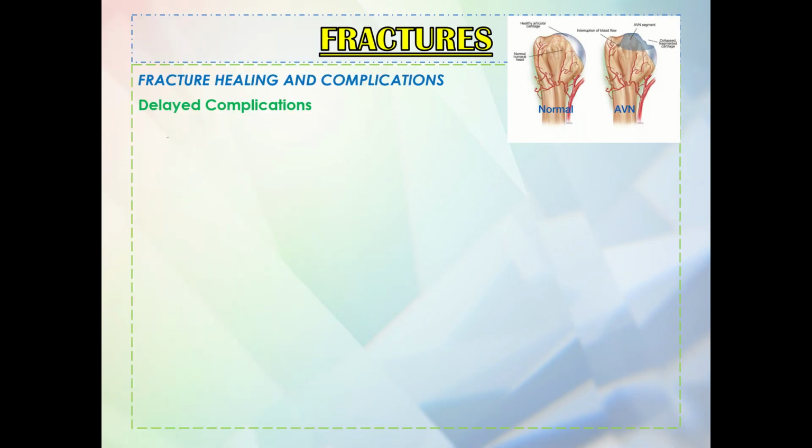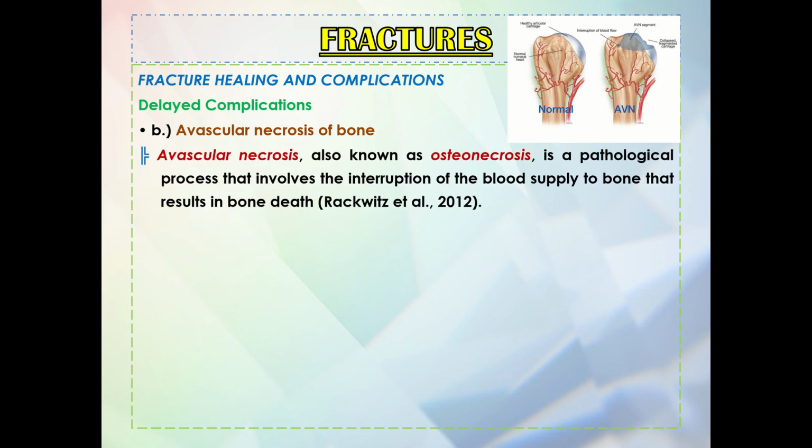So, another delayed complication is avascular necrosis of bone, or kung tawagin natin AVN. So, pag sinabi avascular necrosis, this is also known as osteonecrosis. So, it is a pathological process that involves the interruption of the blood supply to bone that results in bone death. So, pagka nagkaroon tayo ng interruption in the blood supply of bone, it may lead to bone death or avascular necrosis. So, ibig sabihin, nagkaroon ng death of the bone because nagkaroon ng impaired circulation. So, this is the normal. Ayan. And then this one is avascular necrosis.